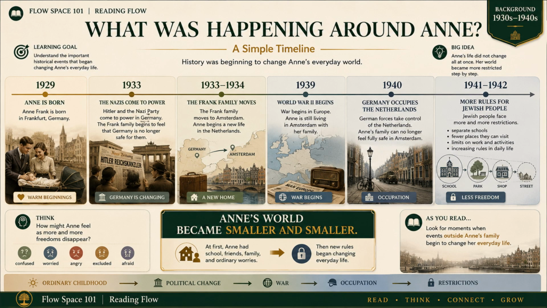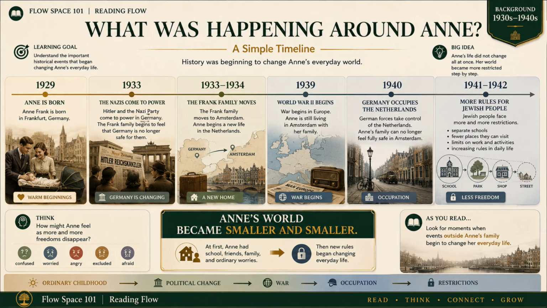To understand chapters 2 and 3, we need a little historical background. We do not need to memorize every date. We just need to understand the direction of change. Anne was born in Germany in 1929. In 1933, major political change took place in Germany, and the Frank family began to feel that life there was no longer safe. The family moved to Amsterdam, where Anne began a new life.